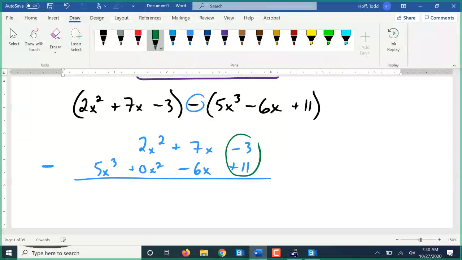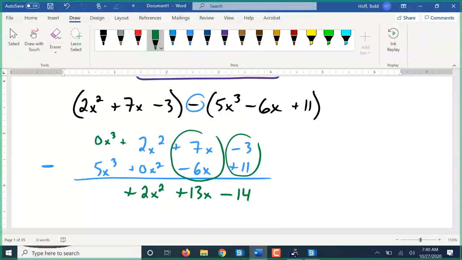Negative 3 minus 11 is a negative 14. 7x minus a negative 6x is a positive 13x. 2x squared minus 0x squared is still just 2x squared. And now there is no x to the third here, so I do have to fill in a 0x to the third up there. 0x to the third minus 5x to the third is a negative 5x to the third.